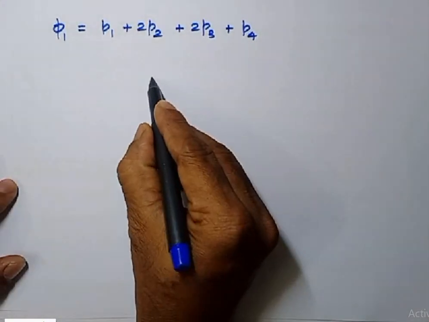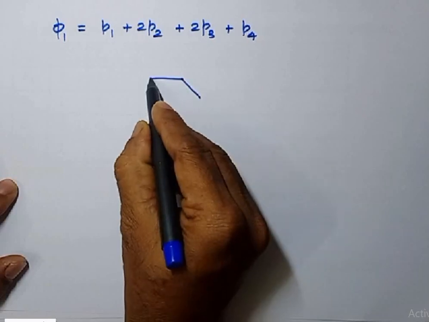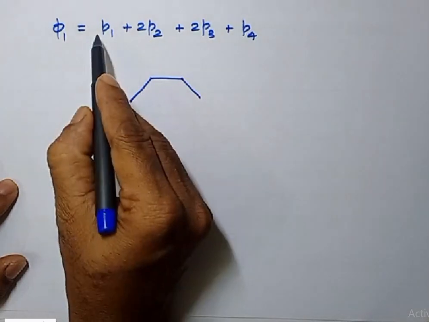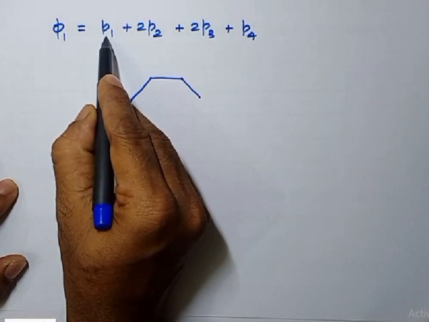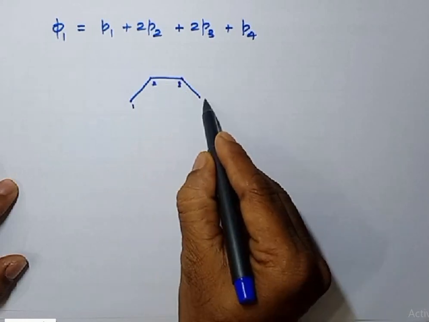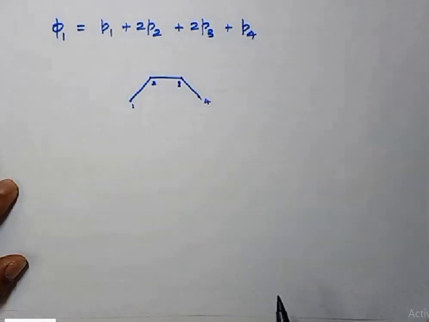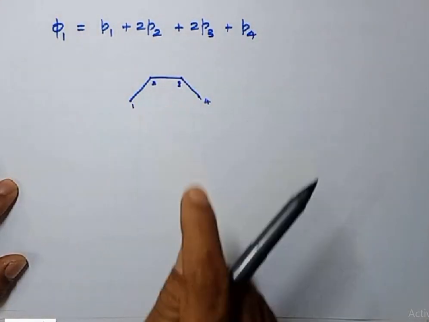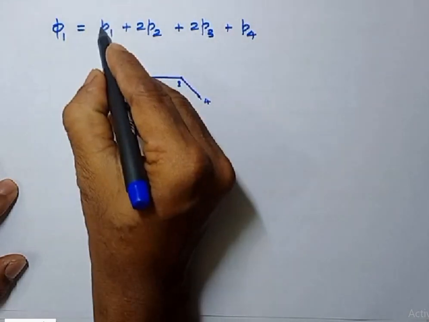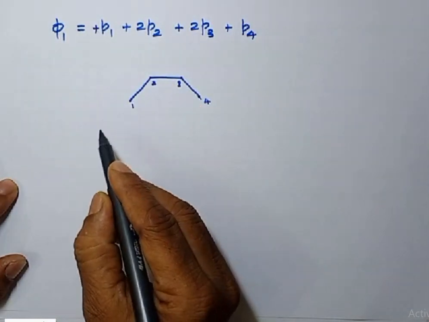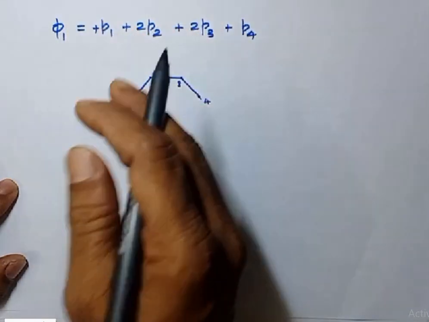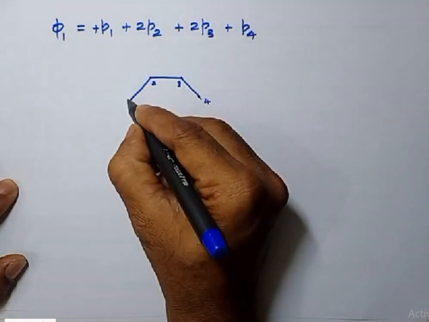So in cis butadiene, we have these four p orbitals. Let me take this as atom 1, this is atom 2, this is atom 3, and this is atom 4. We have 4 atoms, and each carbon atom has a p orbital. But here we have only plus p1, whereas here we have plus 2p2. 2 times p2 means that orbital contributes more. That's the meaning. So let me draw here.